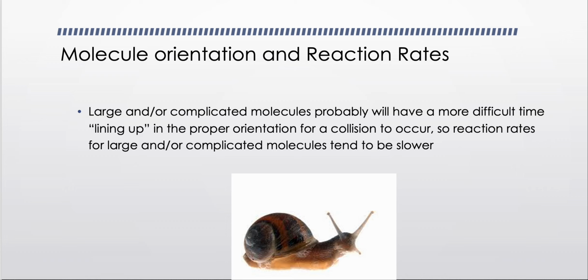The molecule orientation can also affect reaction rates. As you could probably imagine, if you had a really big or complicated molecule and you need proper orientation for the reaction to work correctly, then it's hard to get it lined up just so. So you're probably going to have fewer molecules percentage-wise that are able to meet that orientation requirement, and so the reaction overall tends to be slower.